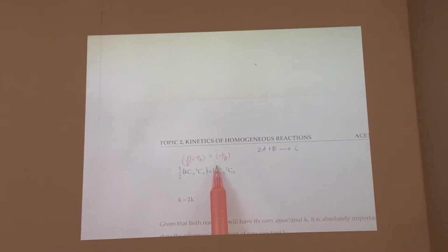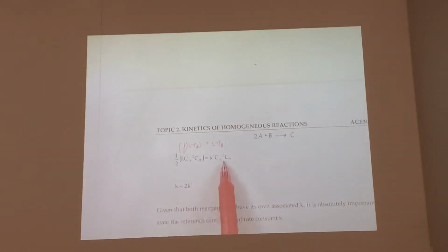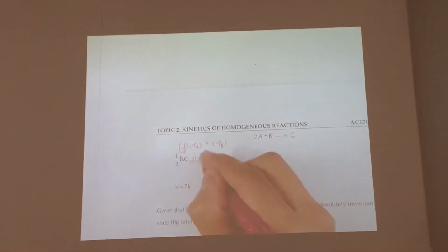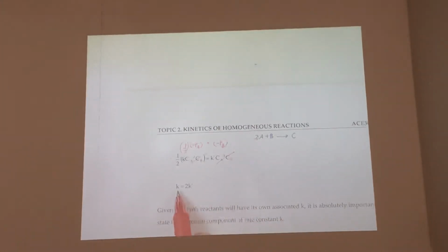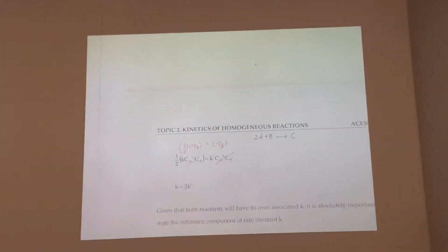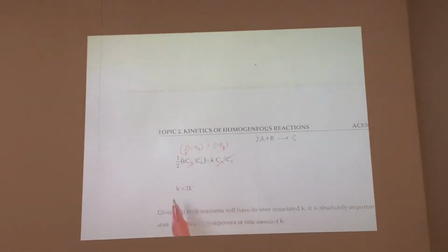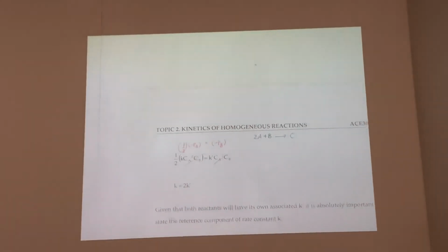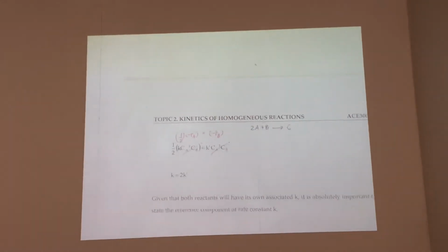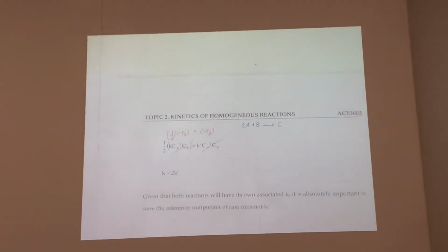Since CA, CB here are the same, we cross them out. Basically, you can see that K from A will be 2 times the K of B. Therefore, when we want to come out with the rate constant, we have to indicate which component we are talking about.